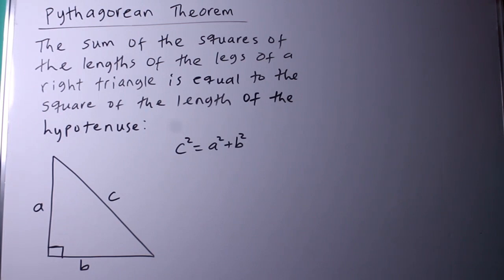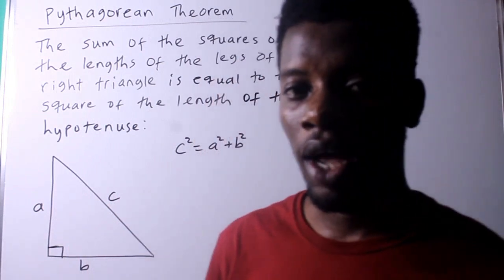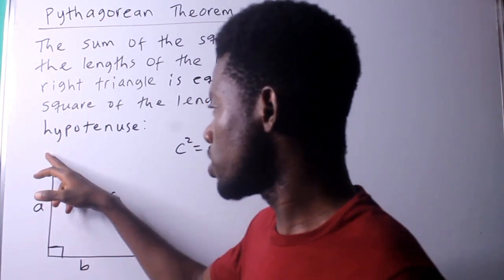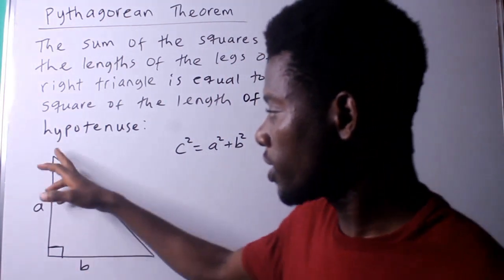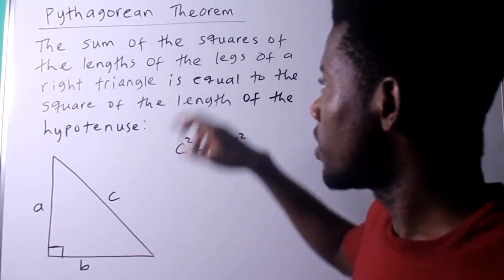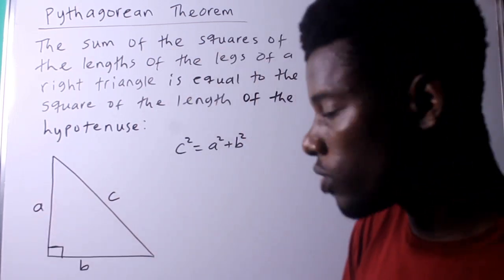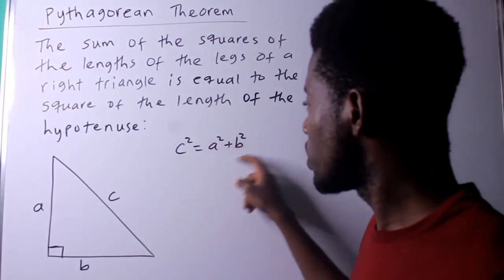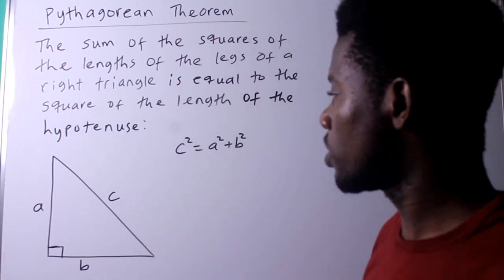Now that means if you have a right angle triangle like this, this triangle has three sides. This is called the hypotenuse of the triangle, the longest side, and you have the two legs, leg A and leg B. This theorem is saying that if you square these two legs and then add the results, the sum will give you the same result as if you square the hypotenuse. That's what this theorem is saying.